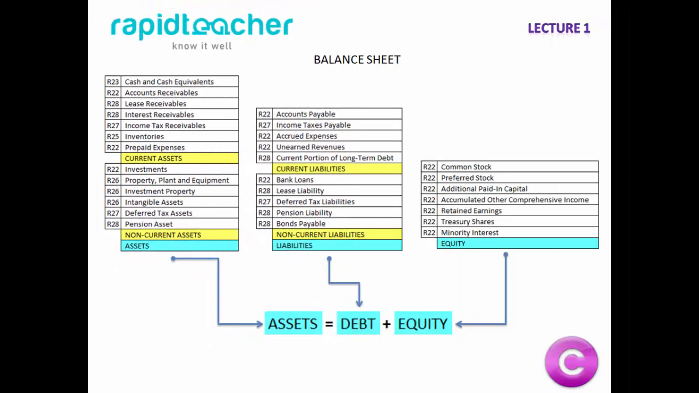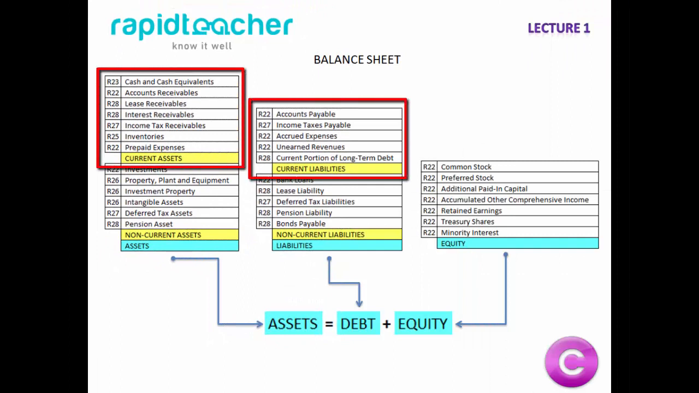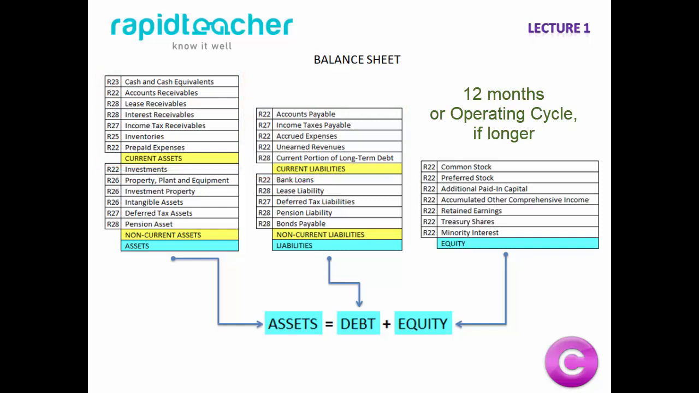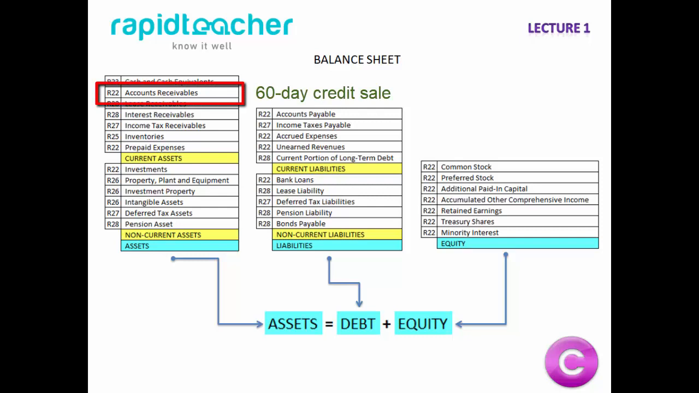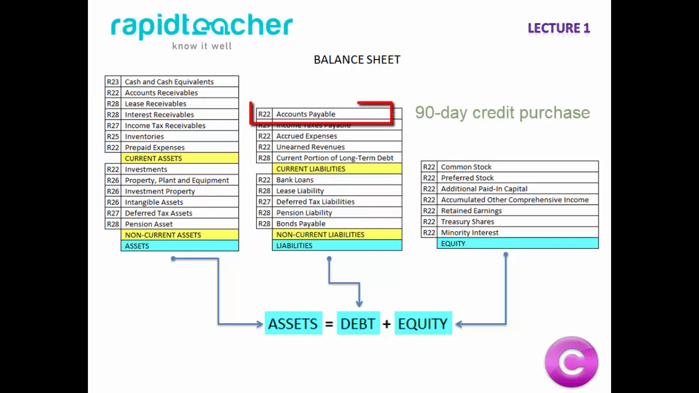The assets and liabilities are divided between current and non-current, where the current classification is a time period of up to 12 months, unless the operating cycle is longer, such as in producing movies. For example, the company may grant 60-day credit sales, so its accounts receivable from customers are current assets. Or the company in turn may obtain 90-day credit from its suppliers, so its accounts payable to them are current liabilities.